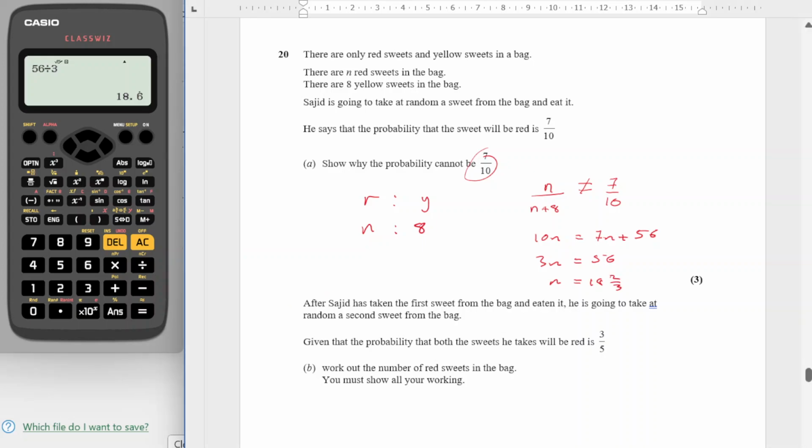And n would need to be a whole number for that to be true. N would need to be whole. Better word than whole number, n would need to be an integer.